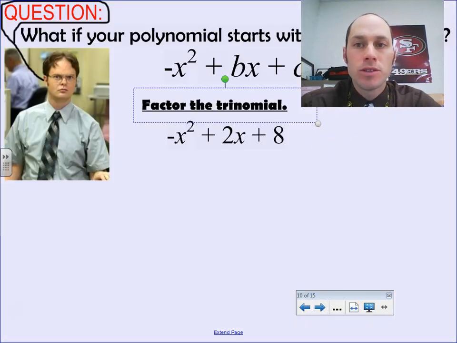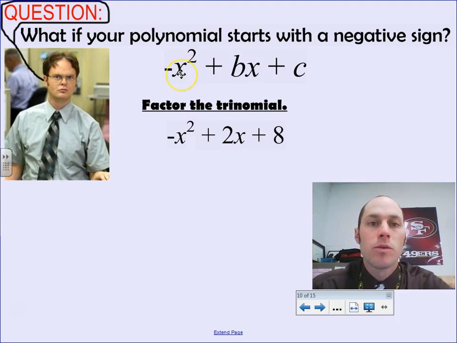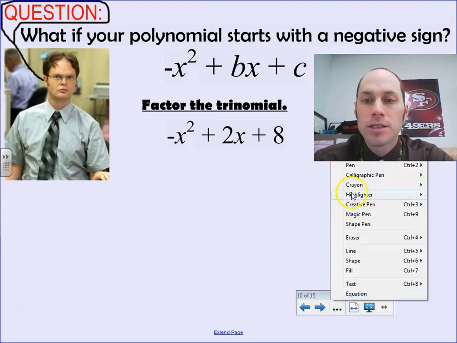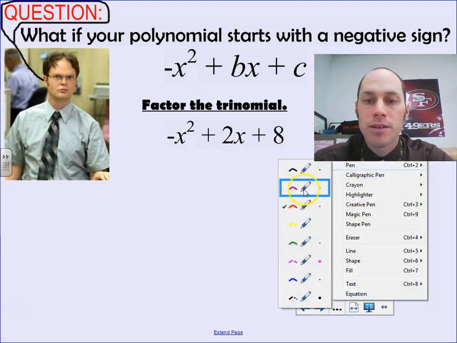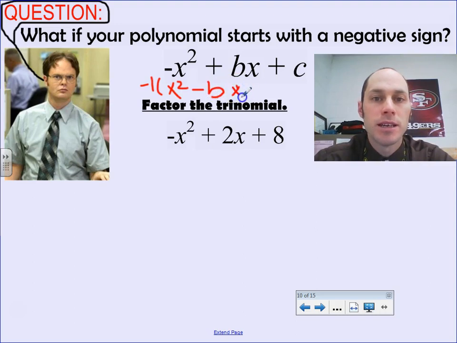So, first question, what happens if our polynomial starts with a negative? We were working with problems the other day that said x squared plus bx plus c. Well, what if it's negative x squared plus bx plus c? How does that throw things off? Well, the only solution I see is let's get rid of the negative. So let's divide everything by a negative. Let's factor out a negative. So if we factor out a negative, we'll have negative 1 times x squared minus bx minus c.